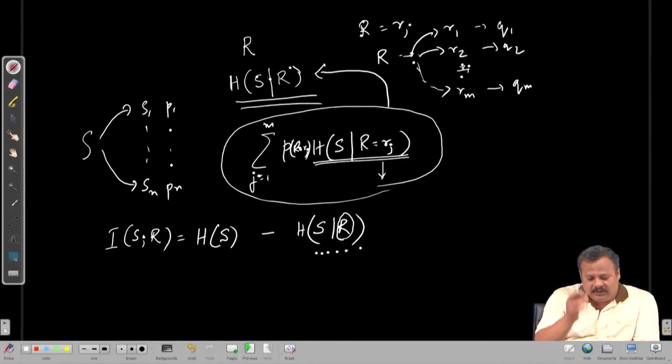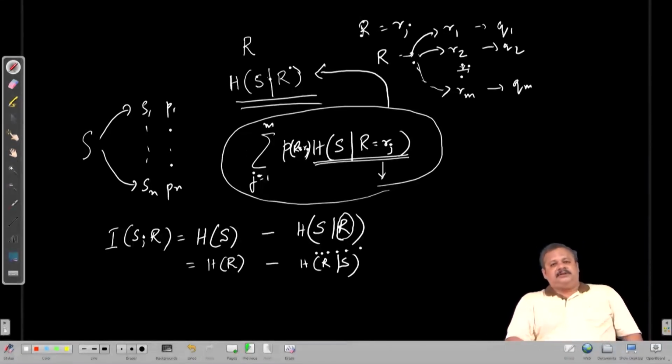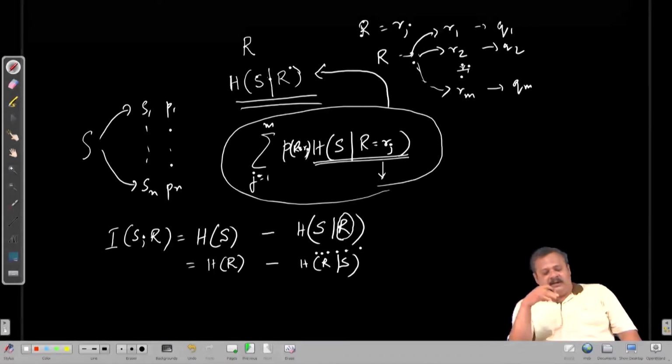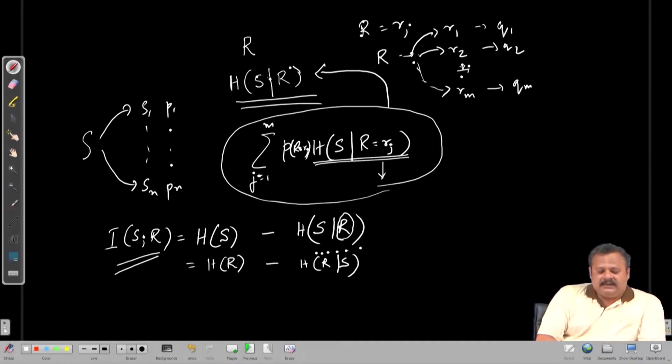And you can also show, in your reading material you will see, that this is symmetric in the sense that this is H of R minus H of R given S. So, in this case we have two random variables, we may be observing one of them, and by observing one of them we are trying to guess the other. We are observing the response, and based on the response we are trying to find out which stimulus has occurred, with what probability each of the stimuli may have occurred. That is basically the dependence between S and R, and the quantification of this relationship, the entire dependence between S and R, is done by this reduction in uncertainty, or mutual information I(S;R).